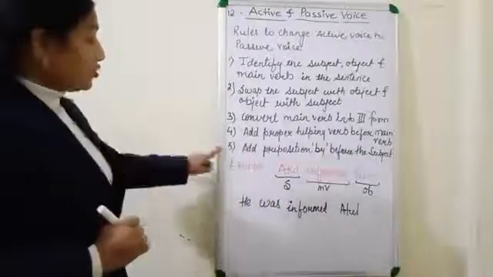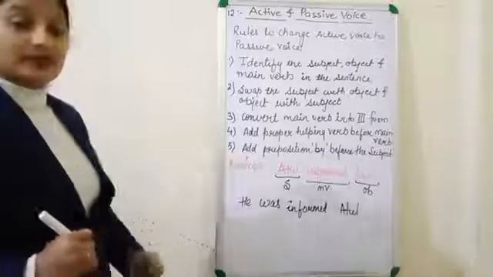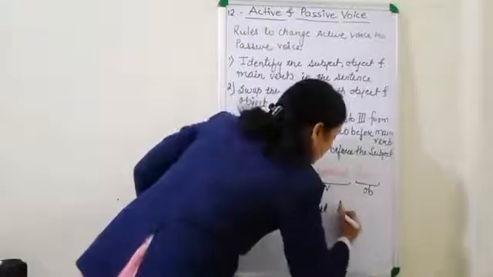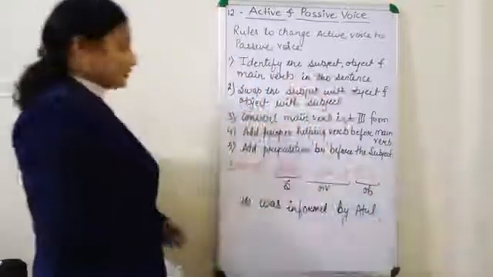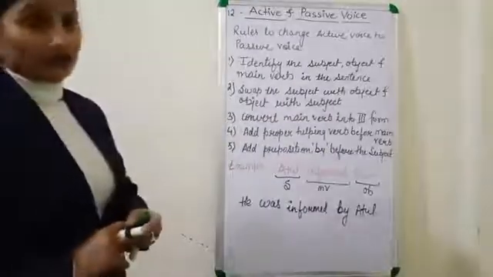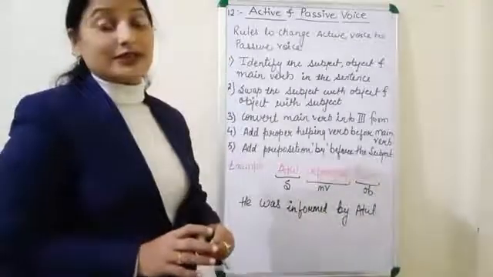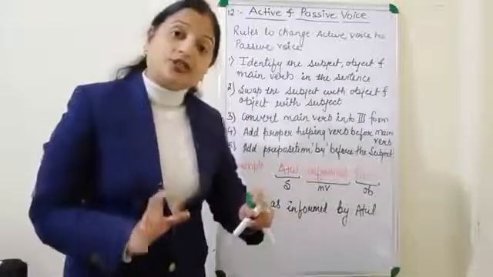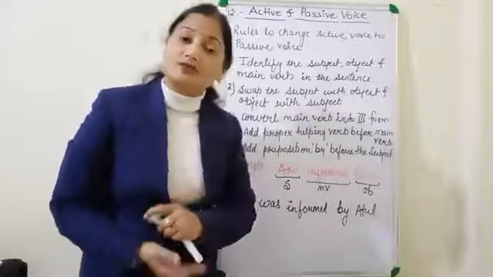Okay. Go to the 5th rule. Add preposition by before the subject. So before the subject, we have to use by. So now, children, he was informed by Atul. So while making active voice into passive voice, the sense should not be changed. Sense should be the same. Only the method of writing a sentence will be changed.